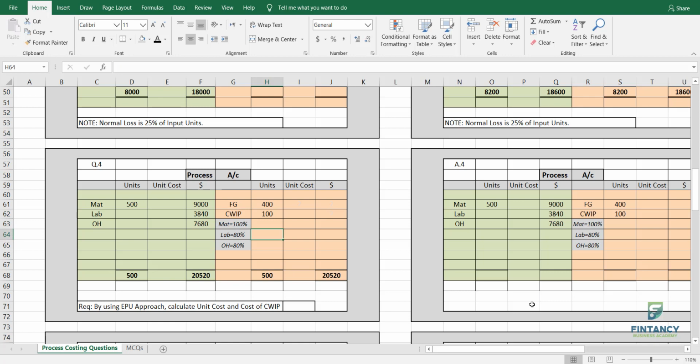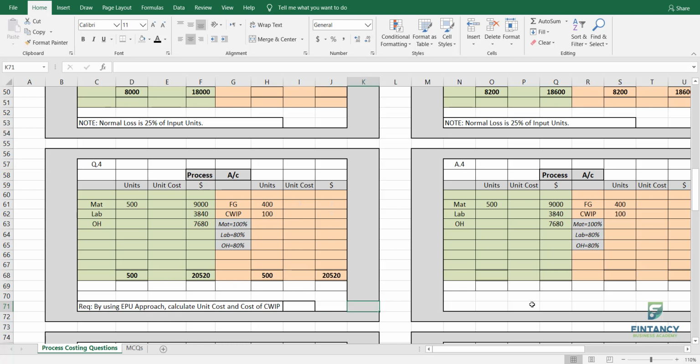Abnormal loss and abnormal gain will not come. Okay. So how to solve this type of question? This type of question we cannot solve through the formula which I told above, which is the total cost incurred divided by expected output. No, we cannot use that formula here. So what we will do, we will use an approach which is called EPU. See, by using EPU approach, calculate unit cost and cost of CWIP.